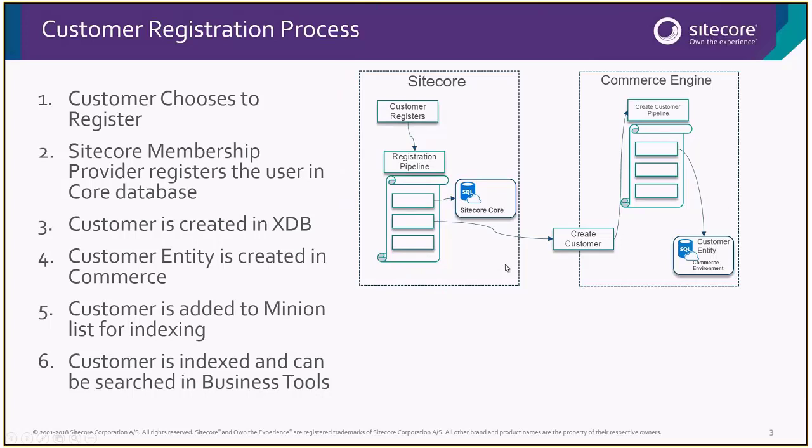So let's start with the customer registration process. The customer chooses to register on the site. And when that happens, there's a Sitecore membership provider, which is an ASP.NET membership provider behind the scenes, that registers a user in the core database. We also push the customer into XDB, where we're going to be able to start tracking analytics about the customer.